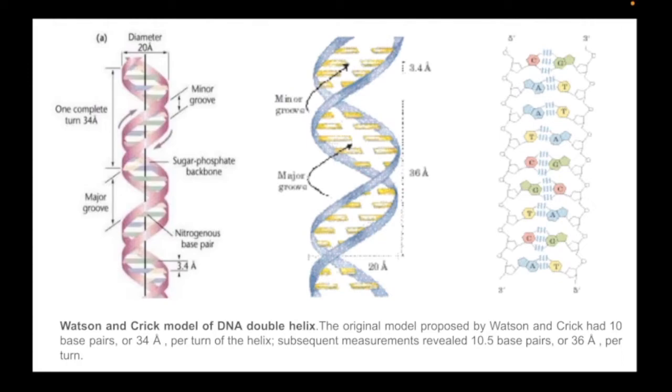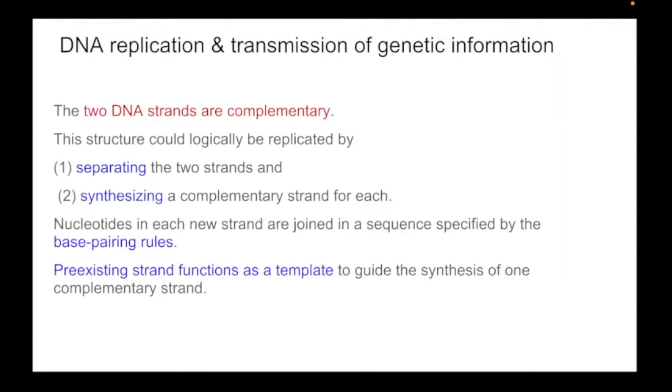Distance between two nitrogenous bases is 3.4 angstrom and one complete turn has a length of 34 angstrom. In one turn, Watson and Crick said that 10 base pairs are present, which was later revised to 10.5 base pairs, and the length of one turn was 36 angstrom. So the two DNA strands, according to the Watson and Crick model, are complementary and antiparallel.